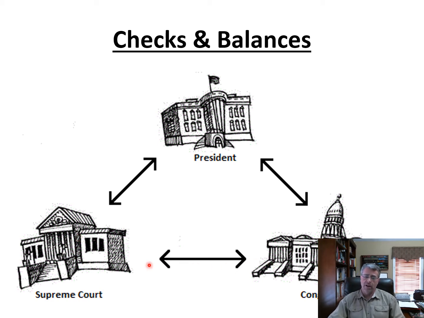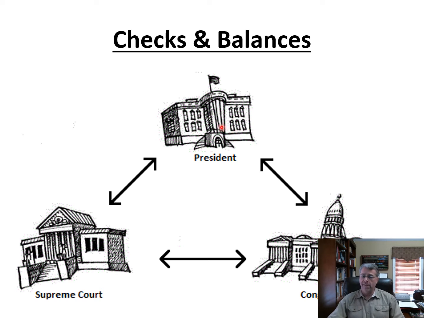So here we have a simple example of how the three branches of government will check each other's power. And this is the process. This is designed on purpose to prevent any one branch of the government from obtaining too much power. The president cannot rule arbitrarily. In fact, he can't even make any laws. Only Congress can make the law.